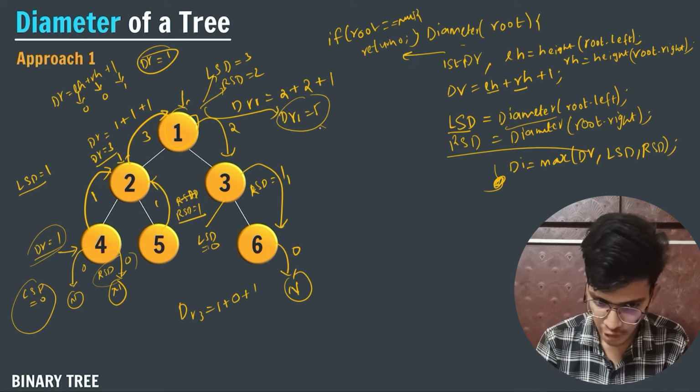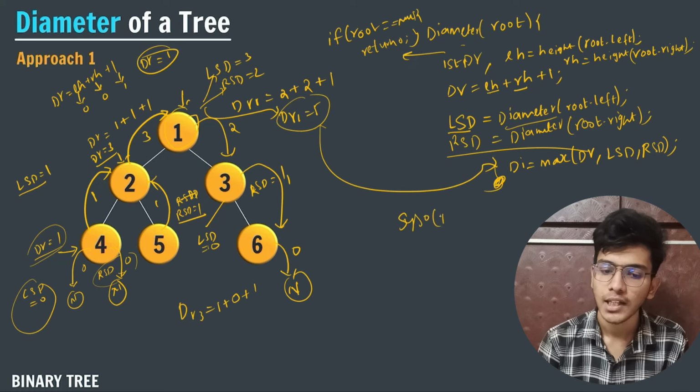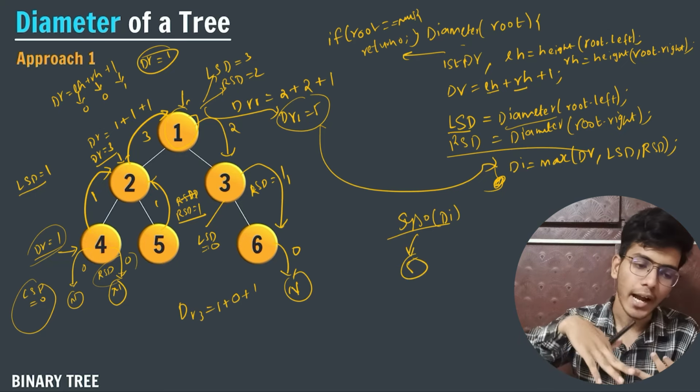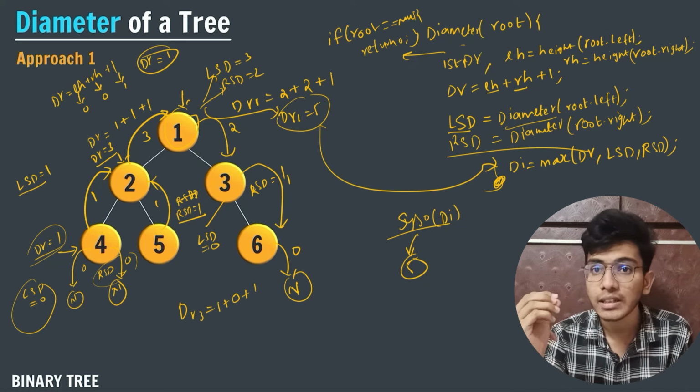That is 5. So I will choose that as my diameter. So I will finally print this diameter value, which is nothing but 5. So I hope you have understood how function calling happens and what are the things I did. And you need to keep faith in your diameter function.